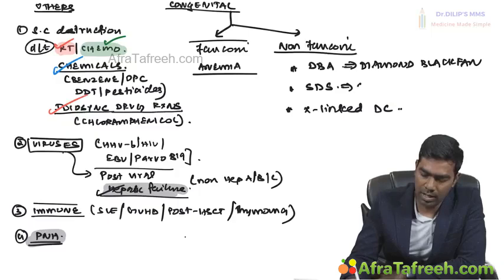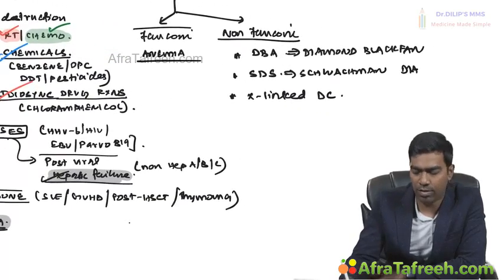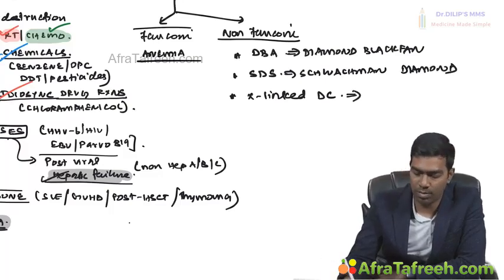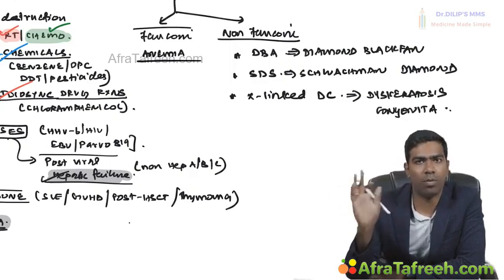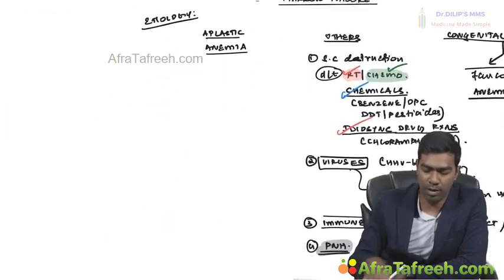then SDS I can write as something called Shwachman-Diamond syndrome. Sorry for the spelling if I'm wrong. So that's called Shwachman-Diamond syndrome. And third one is something called X-linked dyskeratosis congenita. So these are the 3 marrow failure syndromes that are grouped under non-Fanconi related bone marrow failure. So Fanconi related bone marrow failure and non-Fanconi related bone marrow failure.